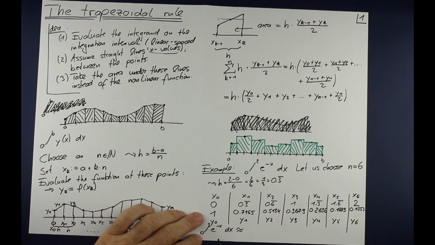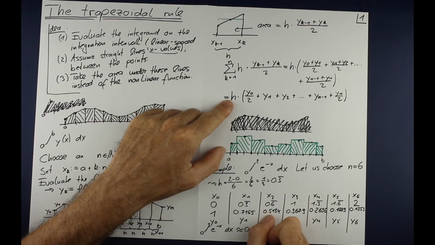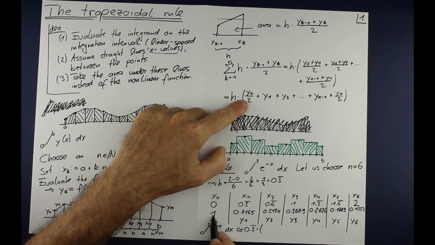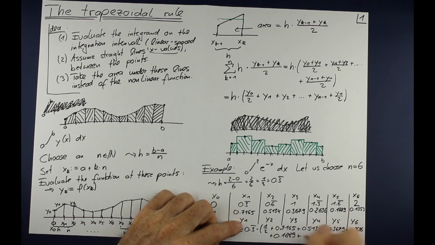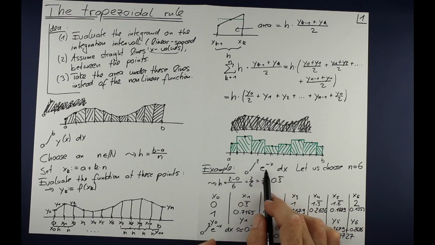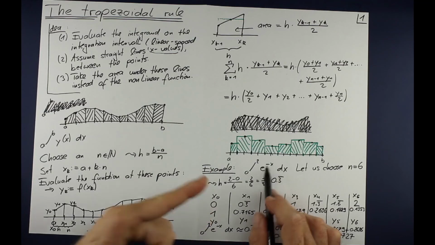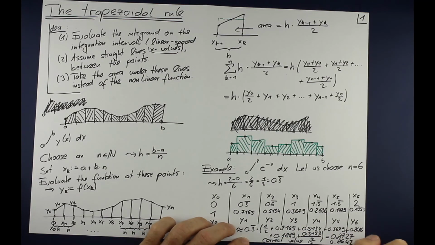And now we approximate that integral by h, which is 0.333, times the first value halved. These values multiplied by 1, and the last value halved again. Now again ask your electronic calculator, and you will get an answer, and this is 0.8727. The correct value in this case, it's not hard to do that. The antiderivative of e to the minus x is minus e to the minus x, and then you can integrate exactly without any problem, and the correct value is 0.8647 instead of 0.8727.